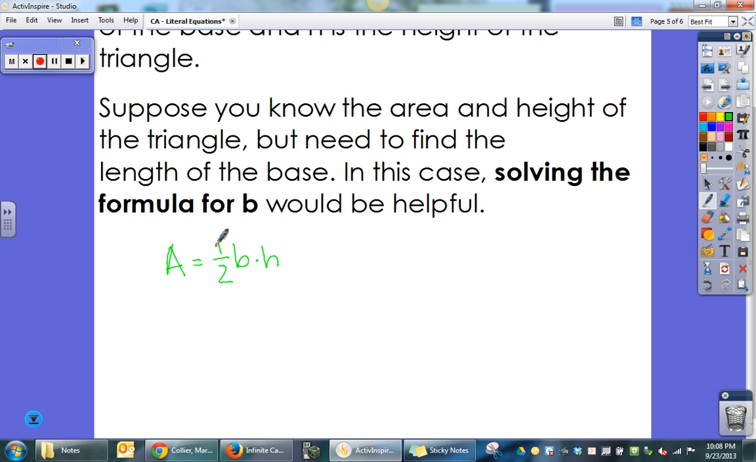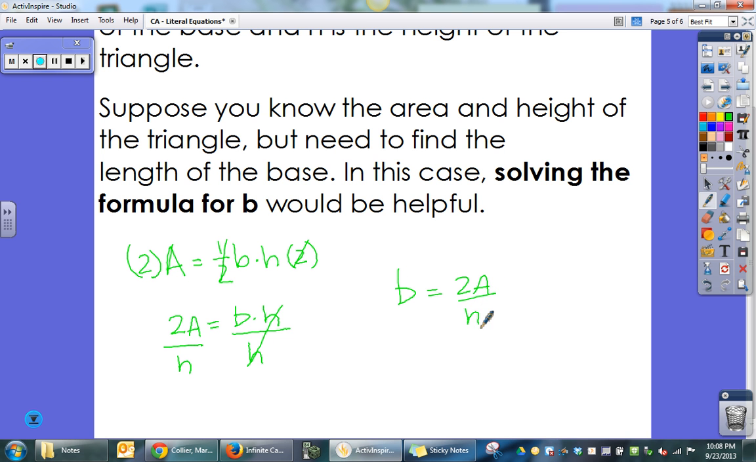The first thing I'm going to do is get rid of this fraction. If it's 1/2, I can do that by multiplying both sides of my equation by 2. That's going to get rid of my 1/2. So now I've got 2a equals b times h. Again, I'm trying to get b by itself, so I'm going to divide by h to get rid of the h and get the b isolated. So my answer is 2a over h. Same idea, still following that same process, except now we just had an extra variable in there.